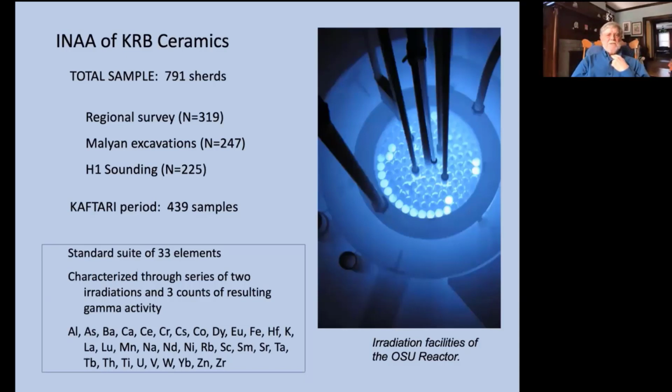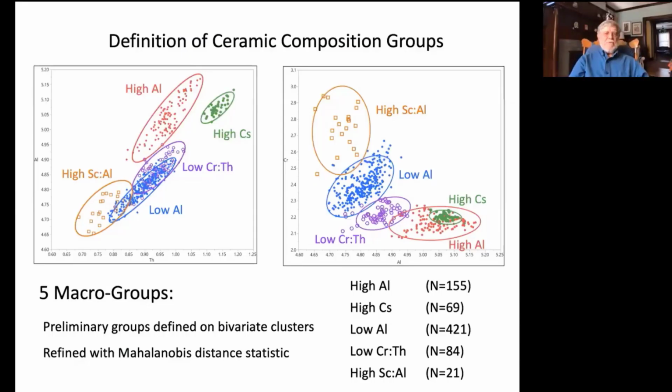Neutron activation gives you a compositional fingerprint of a piece of pottery. And from there, we assume that that compositional fingerprint represents a clay source. When we can divide the compositions into clusters, we think that each of those clusters comes from a different source. And that tells us something about the production and distribution of ceramics. For the collection of all material from the Kur River Basin, we defined 5 macro groups of pottery.